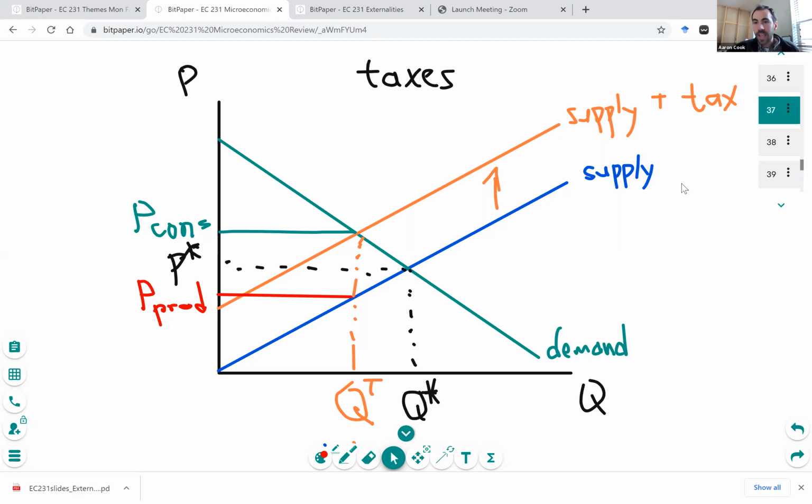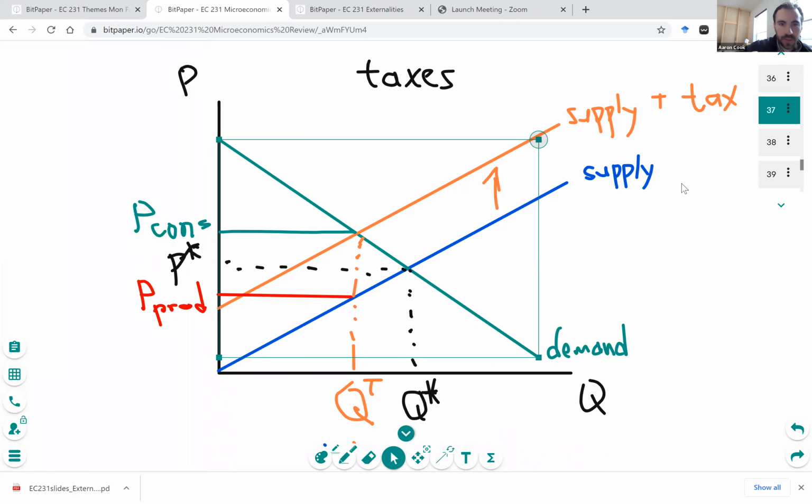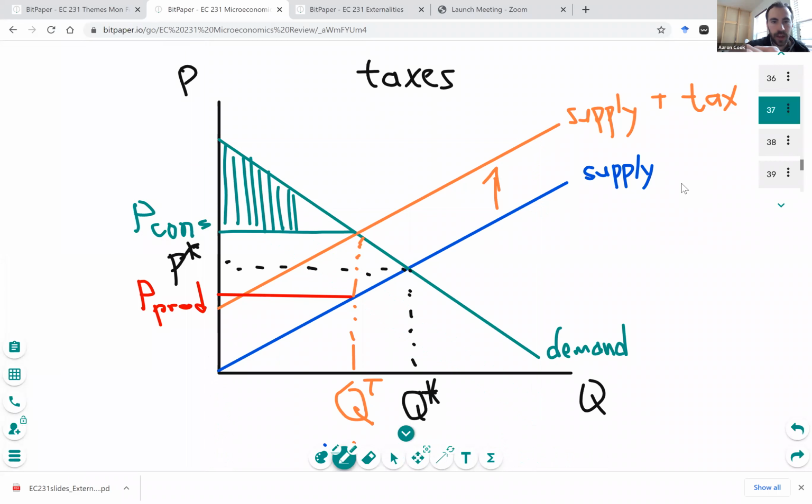So we're going to apply the same logic as we did before. Remember, the consumer surplus is the area below the demand curve and above the price that the consumer pays up to the quantity that they consume. So the consumer is capturing surplus equal to this teal area. The producer is capturing surplus equal to the area below the price he receives and above the production costs. So the producer is getting surplus, which looks something like that. That would be the new producer surplus.